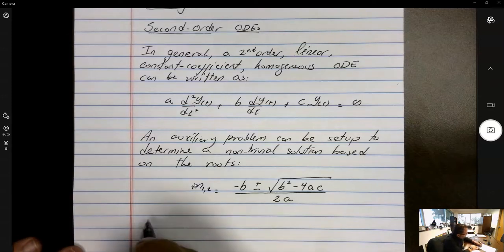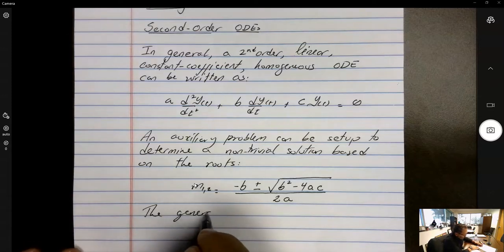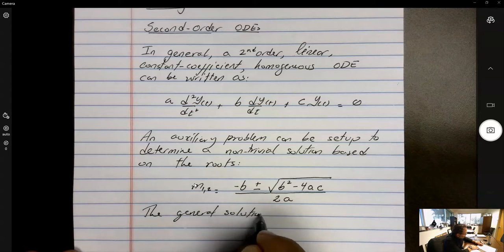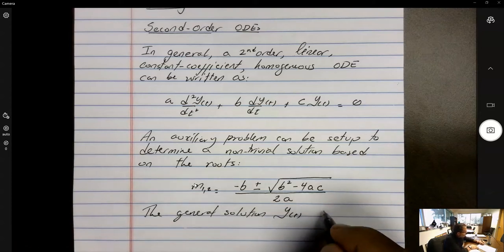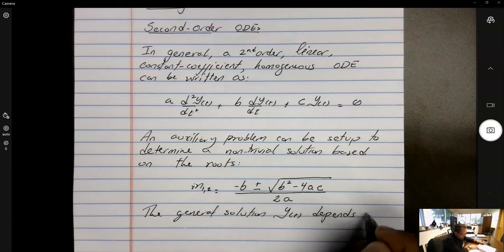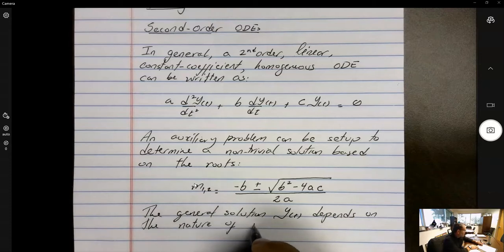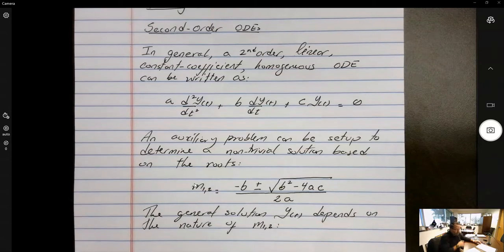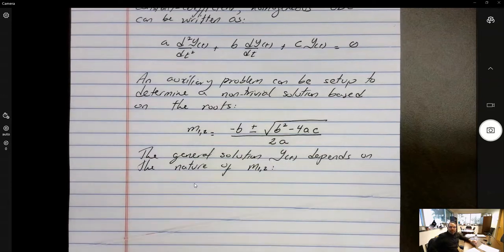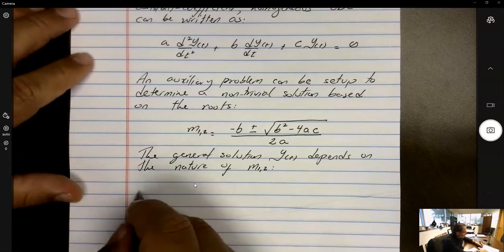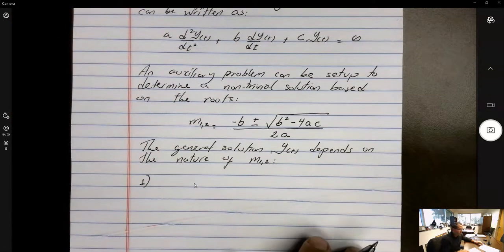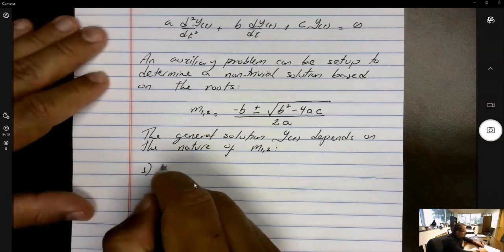So basically the general solution y of t depends on the nature of these roots m1 and m2. So depending on what those roots are, if they're real, they're complex, or they are repeated, or purely imaginary, the solution is going to look slightly different. At the end, it's just the same solution. It's just that with some transformations, we can make it look slightly different.